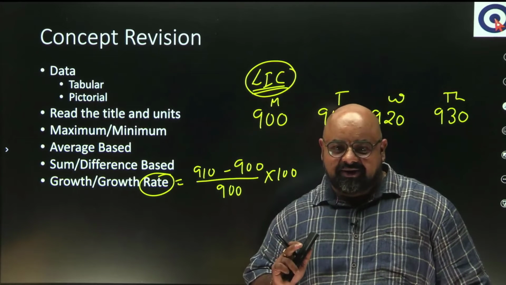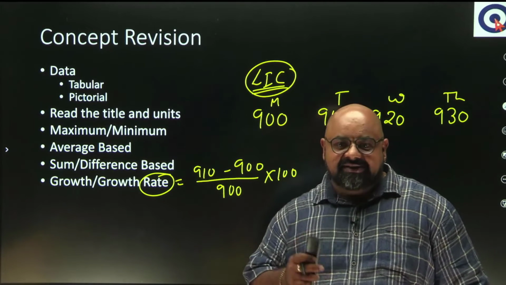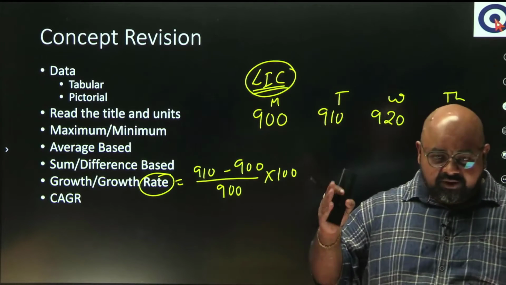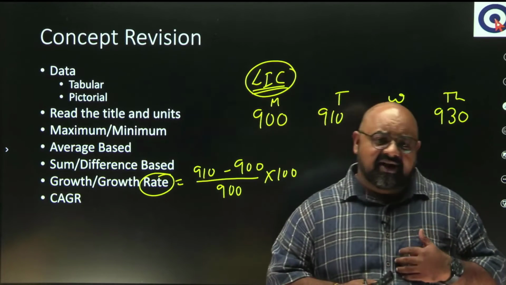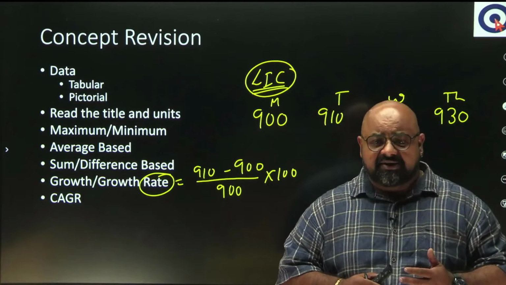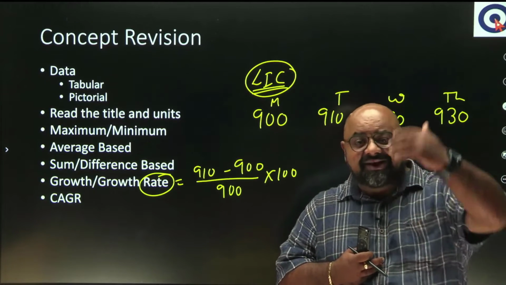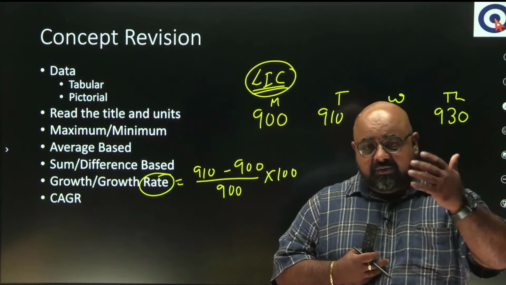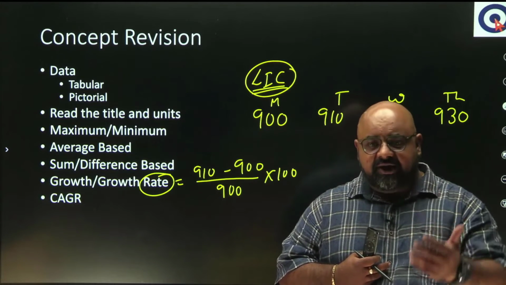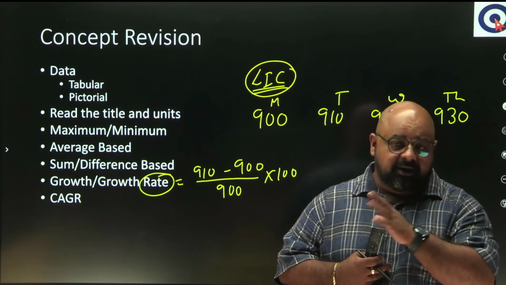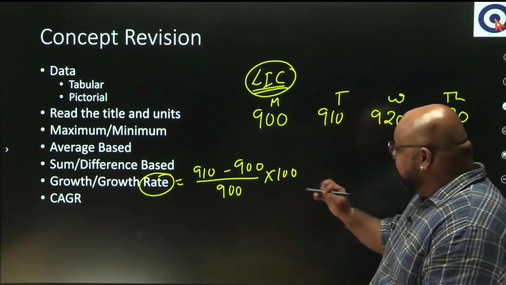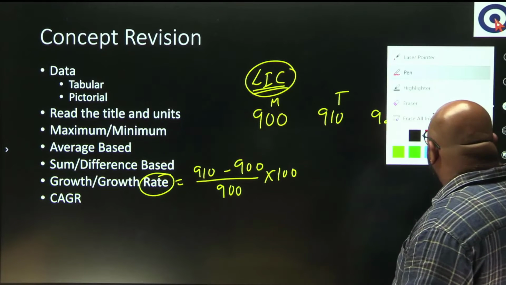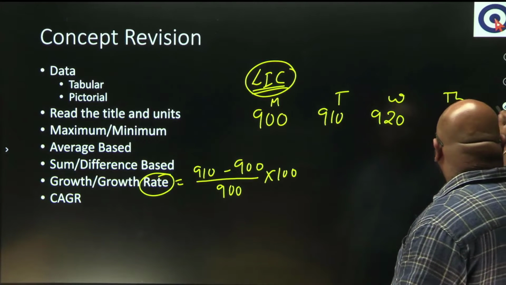GR is growth rate. CAGR is compound annual growth rate. So when I am talking of a larger time period, for example, I start a business and 10 years down the line, if I want to compare the first year with the 10th year, I will talk about an overall growth rate, and to see what is happening over the years on an average, I talk about the average growth rate.